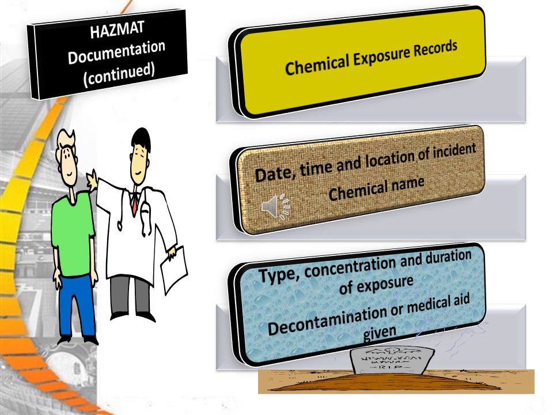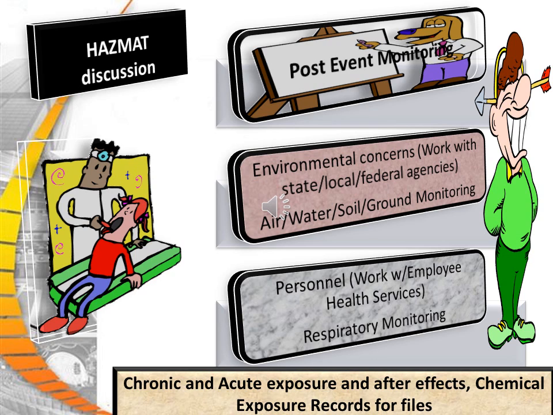Chemical exposure records should have the date, time, and location of the incident, the chemical name, the type and concentration and duration of the exposure, decontamination or medical aid that was given to those affected. Environmental concerns, post-event monitoring, working with state, local, and federal agencies, air, water, and soil and ground monitoring, personnel respiratory monitoring, chronic and acute exposure and after effects, as well as chemical exposure records for files, are all part of your HAZMAT discussion and post-event monitoring.